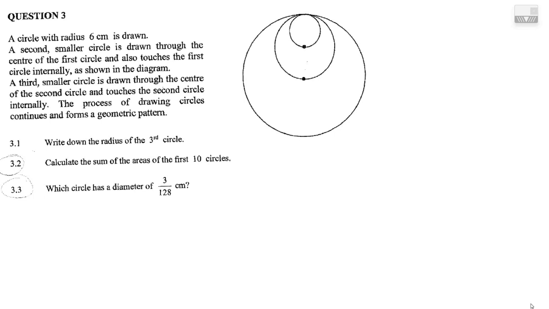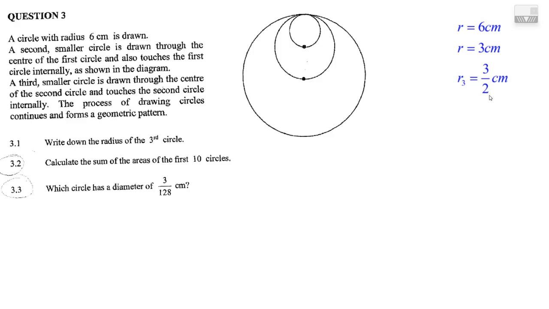Okay, let's try this geometric series question. It's all about circles. We've got three circles, and the first circle has a radius of 6 centimeters, this big circle. And then the next circle goes through here, but the radius is half. It's got to be half here, because there's the distance straight across the center. It's got to be half. It's got to be 3 centimeters.